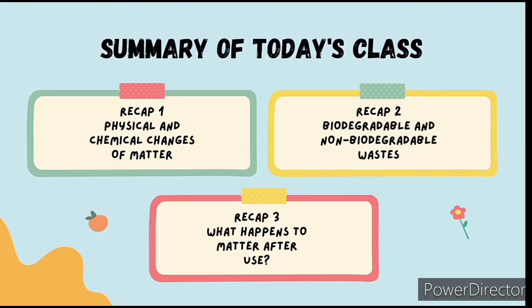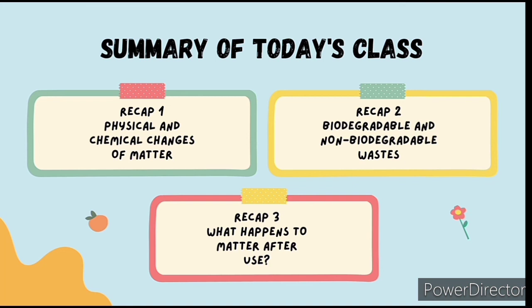So with that, we've come to the end of today's class. I know you enjoyed the class and you've learned something new. So I'll quickly do a recap. We started by talking about physical and chemical changes of matter. We gave examples. We said physical changes of matter are reversible, while chemical changes of matter are irreversible. And later we talked about biodegradable and non-biodegradable waste. Biodegradable waste can be broken down by natural organisms to become soil, while non-biodegradable waste cannot be easily degraded or decomposed by natural organisms.